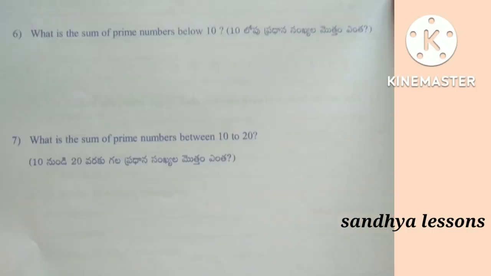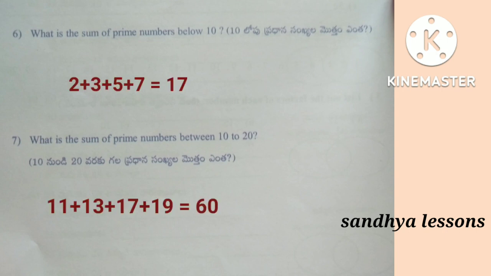Sixth question, what is the sum of prime numbers below 10? Sum of prime numbers below 10 is 2 plus 3 plus 5 plus 7, that is equal to 17. Seventh question, what is the sum of prime numbers between 10 to 20? Sum of prime numbers between 10 to 20 is 11 plus 13 plus 17 plus 19, that is equal to 60.